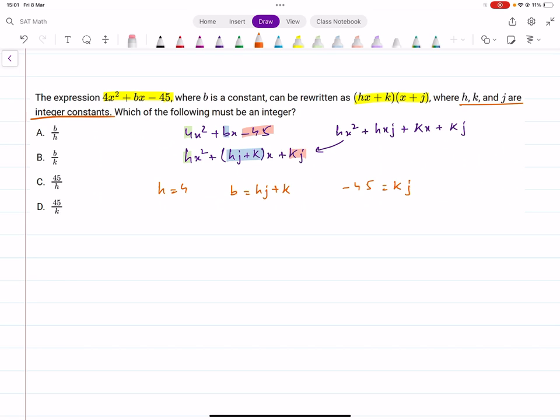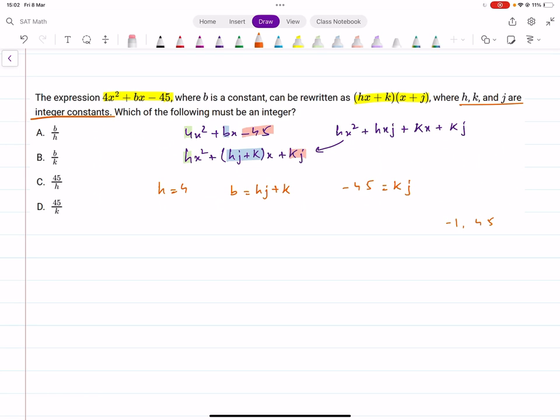That means, which of the following must be an integer? k times j is equal to minus 45. What that means is k and j, they both have to be factors of 45, right? Because they are integers, and when we multiply them, the result that we're getting is minus 45. So they could be 1 and 45 with one of them being negative, so it could be minus 1 and 45, or maybe 1 and minus 45. That's okay. But the magnitudes are going to be 1 and 45.